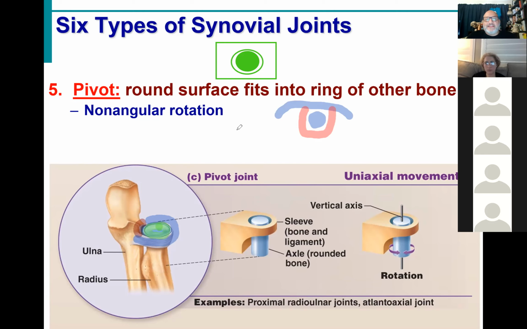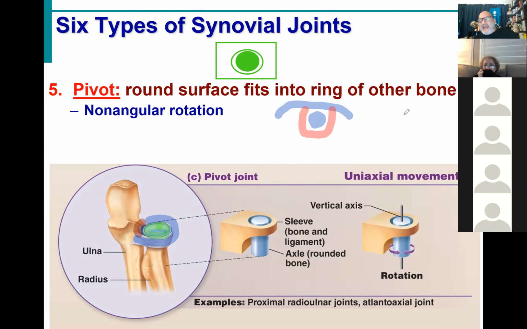Where else can we get that pivoting type of joint? Your neck. The neck. Yeah, although be specific. What are the bones that are forming this type of pivot joint? The atlas and the axis of the cervical vertebrae. There you go. The atlas and the axis.